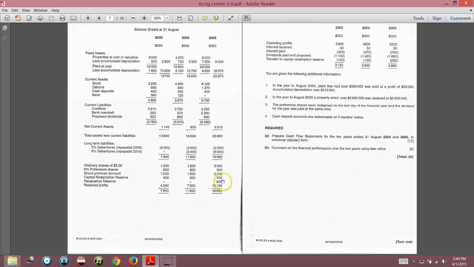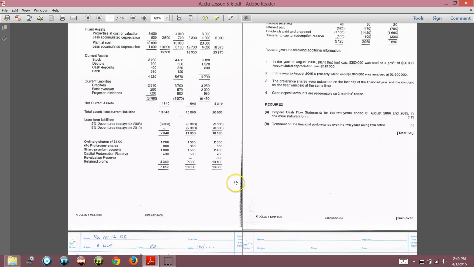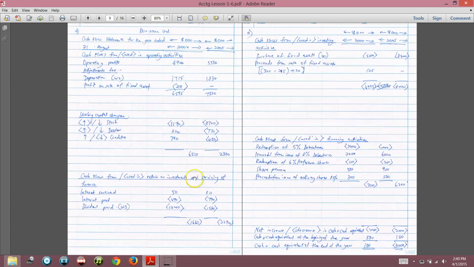So that means this capital redemption reserve and revaluation reserve and all the other reserves are not a cash flow. That means it does not involve money coming in or money going out. So we won't put it in the cash flow statement. Okay, so we have put in all these easy figures. Dividend paid we don't know yet.